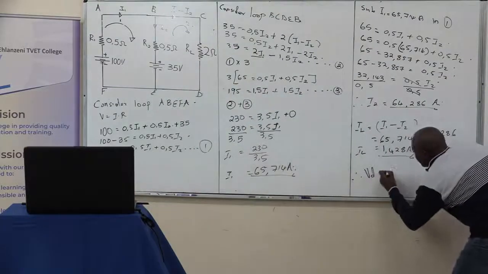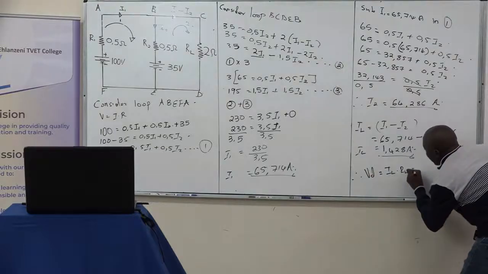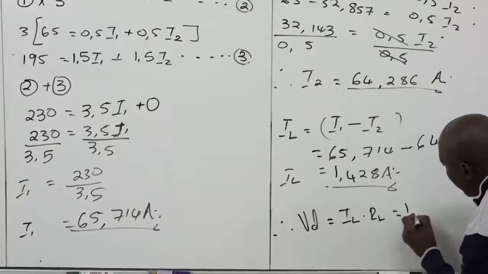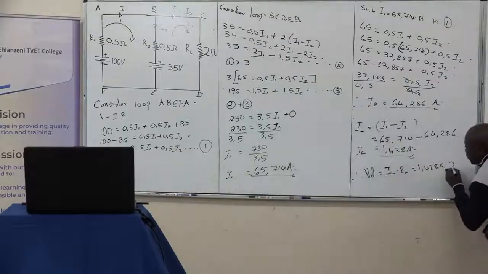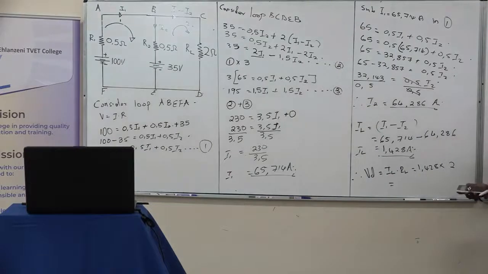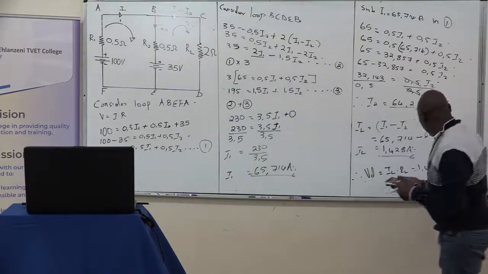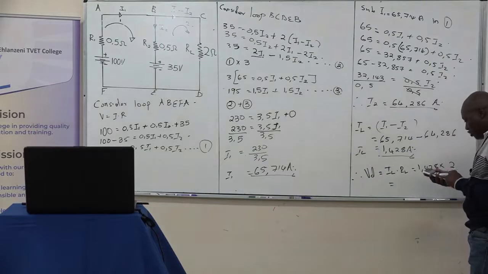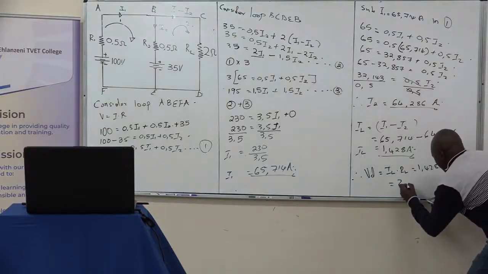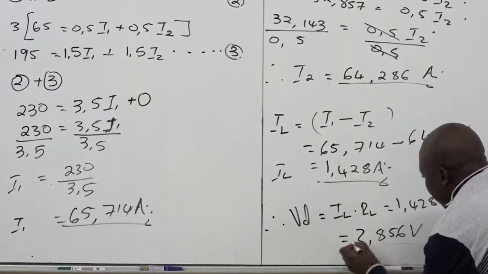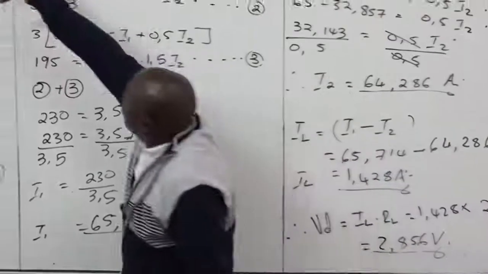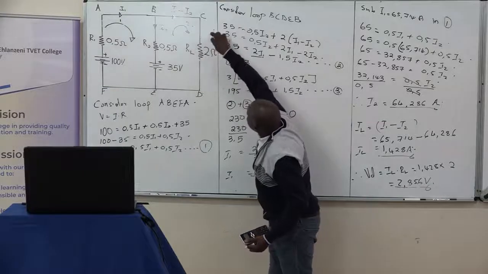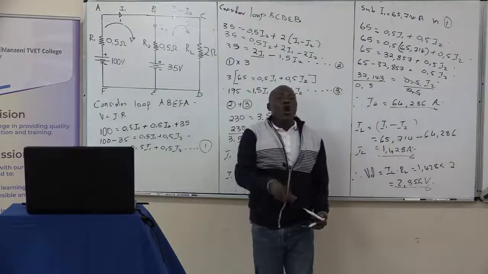So the VD is equal to the I load multiplied by the R load. The I load is 1.428, and the R load I've been given as 2. The voltage drop across the load resistance will be 1.428 multiplied by 2, which gives me 2.856 volts. So it shows that the load we are supplying has a lesser value of voltage.